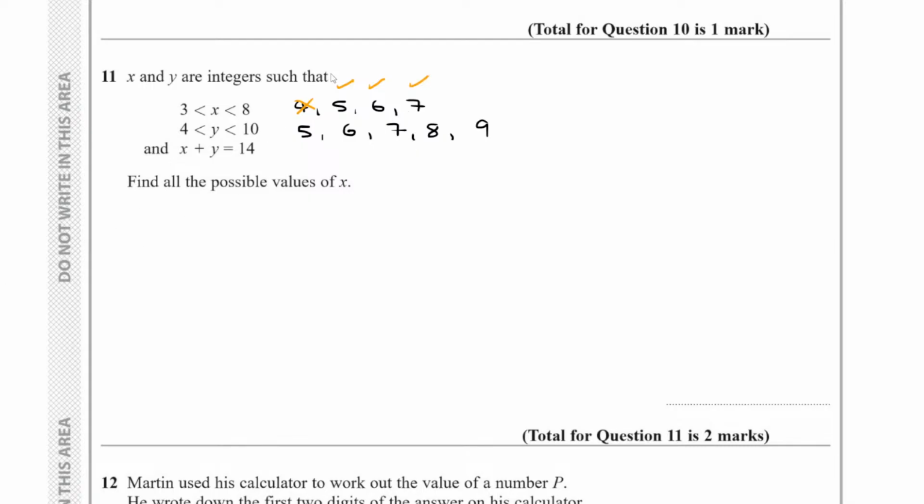So do you see how, in this case, the possible values of x are just 5, 6, and 7? You can't use the 4. The 4 is too small in all cases. Okay, so I guess it's just a bit of trial and error in that sense.